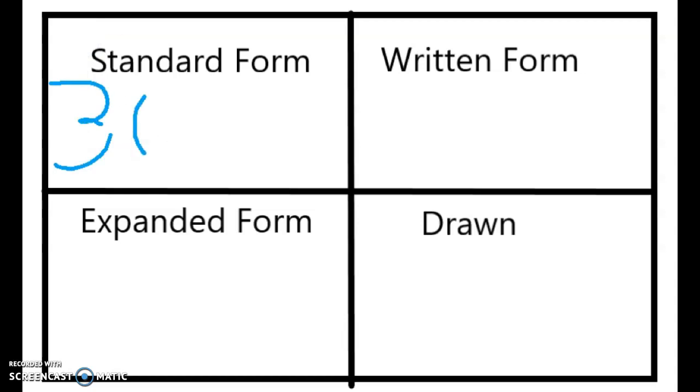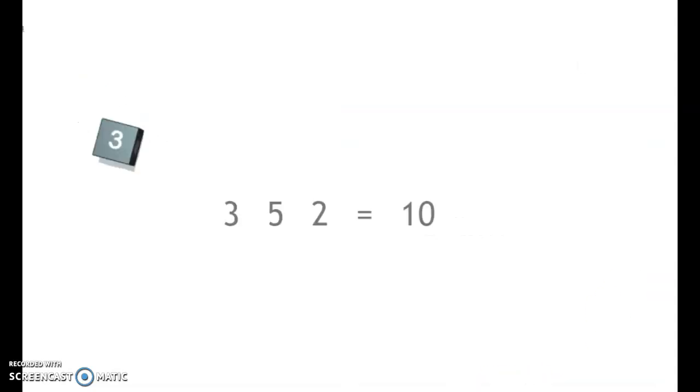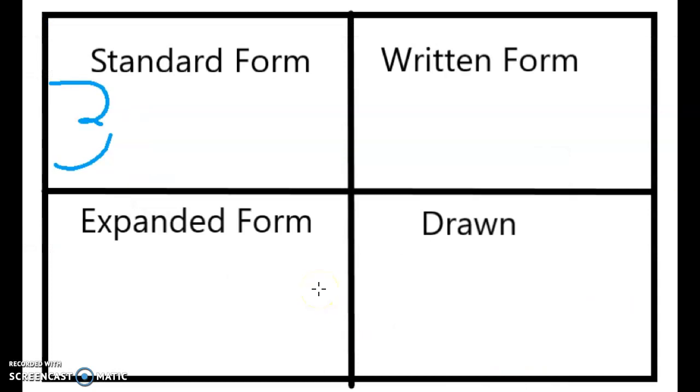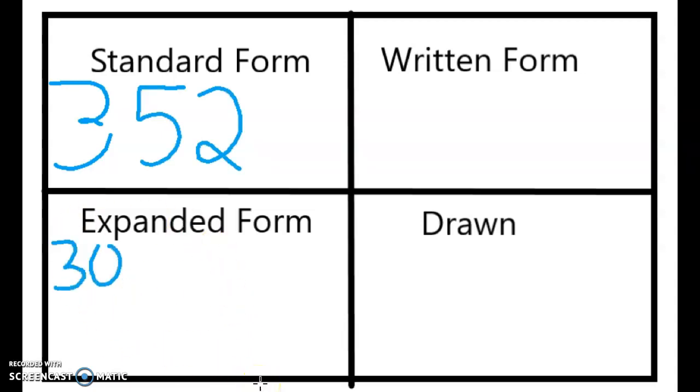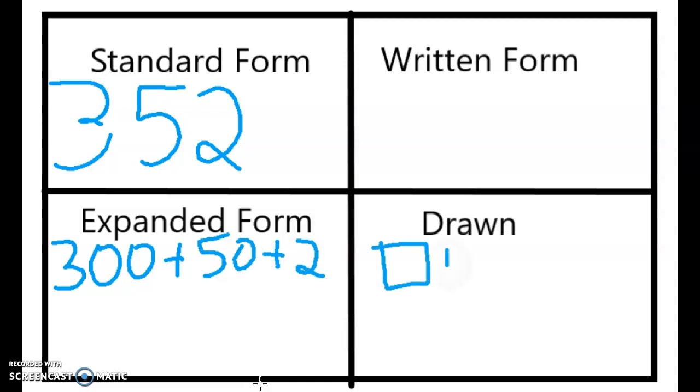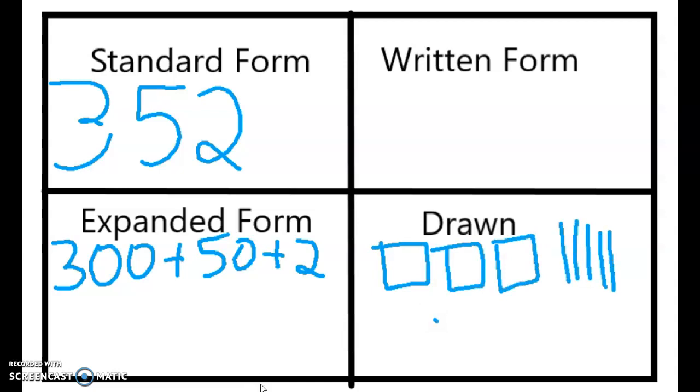300, oops. What was it, 52? 352. Our expanded form, we just stretch that out. 300 plus 50 plus 2. Drawn, we draw 300s, 5 tens, and 2 ones.